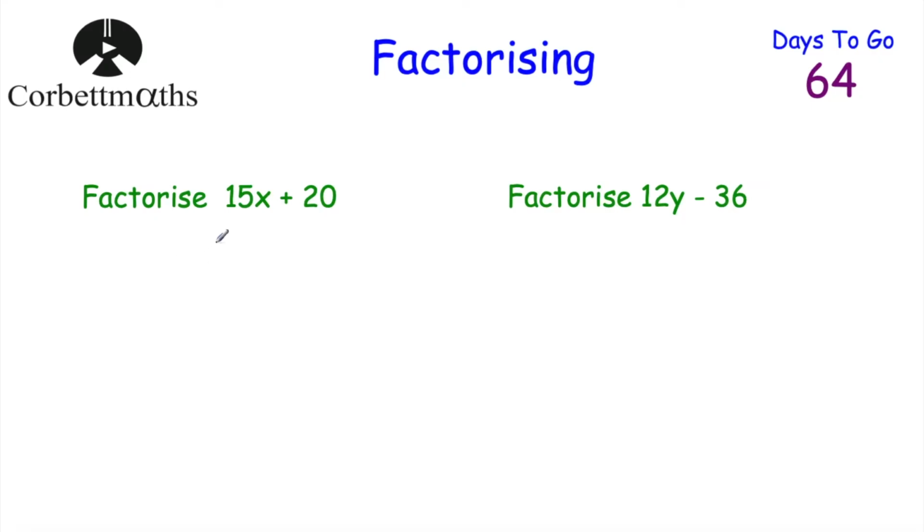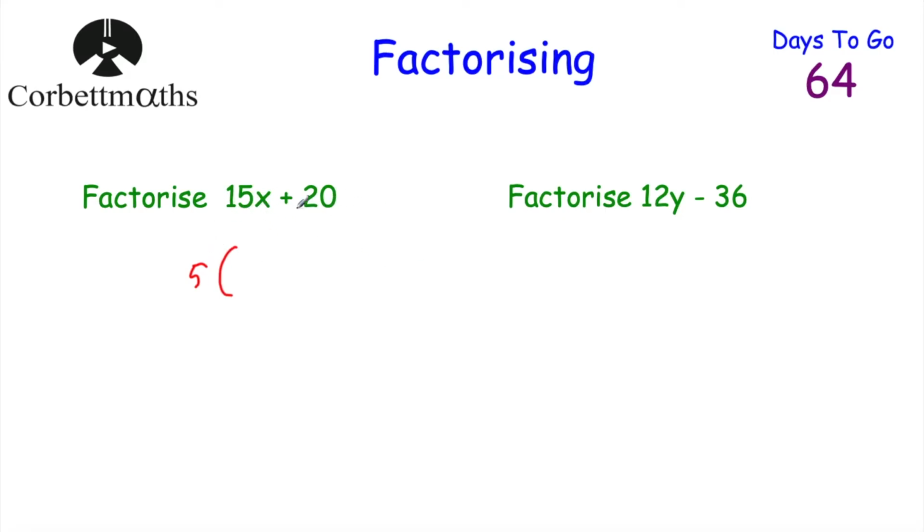So the first question says to factorise 15x plus 20. We want to put the brackets back in. So we want to think, what did we expand to get 15x plus 20? Both of these are divisible by 5, so I'm going to put 5 outside of the brackets, open up the brackets, divide both of the terms by 5, and then close brackets, and that's it. If you can find the highest common factor, the biggest thing you can divide both of these by, which in this case is 5, then to find what goes inside the brackets, you just divide.